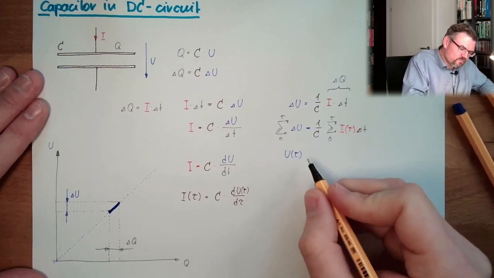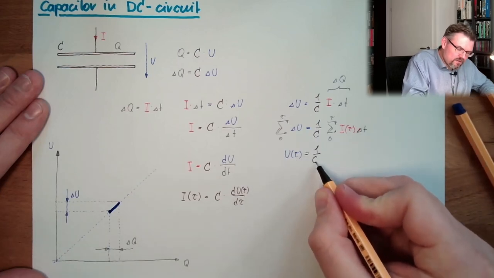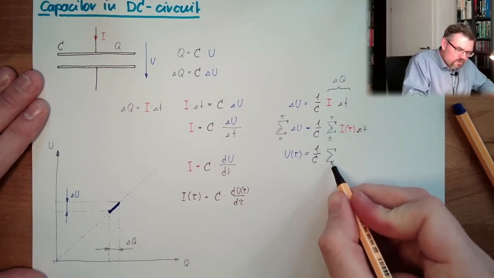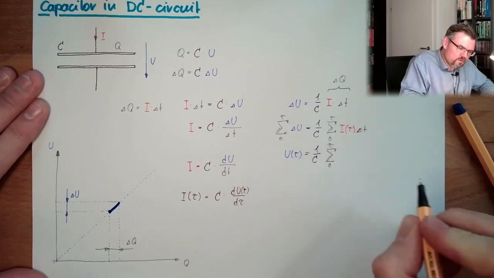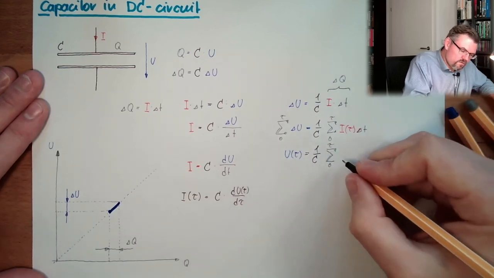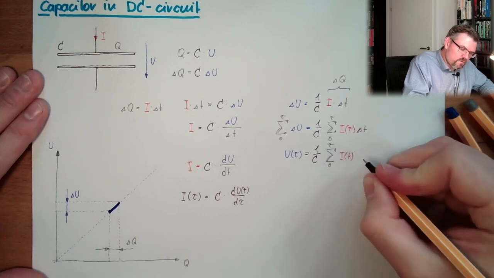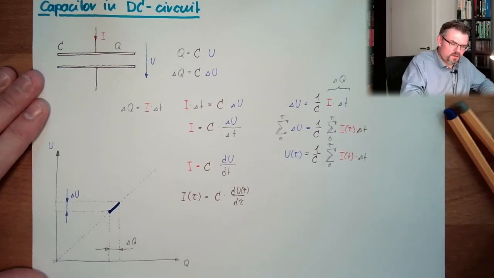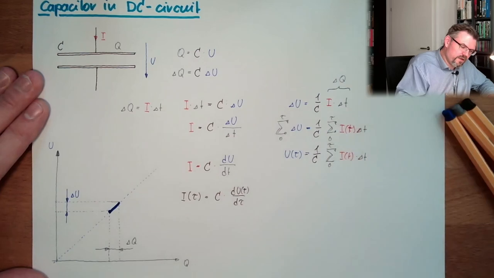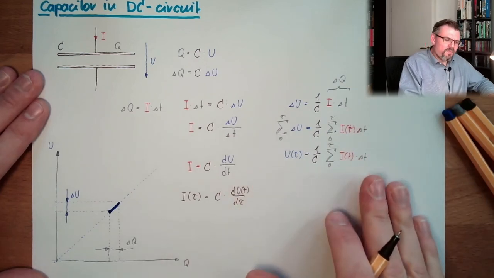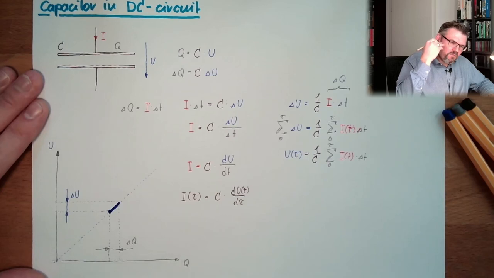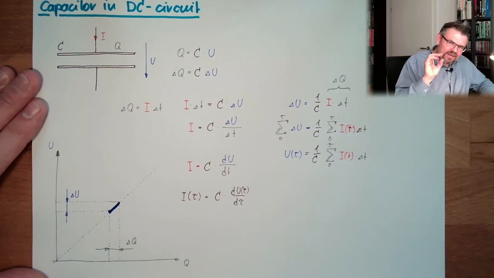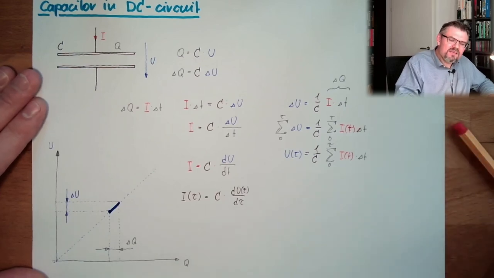And here we have then 1 divided by C and the sum from zero to tau. Actually, it should be T here. It would be really mathematically correct. And now I make the same imagination. I let this delta T go very tiny, tiny, tiny again. And I write dt.